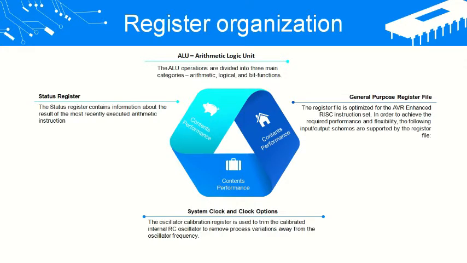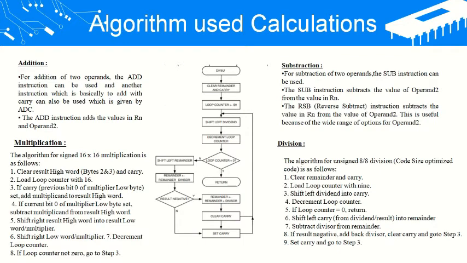Now moving to our next section, that is register organization. In the microcontroller, the registers are the ALU, arithmetic logic unit, a status register, general purpose register file, and system clock and clock off. Moving to the next section, that is the algorithm used in this microcontroller for calculation for signed or unsigned addition, subtraction, multiplication and division.